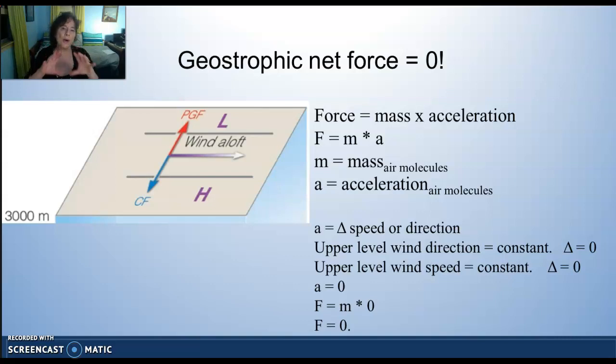So I want you to know that geostrophic net force of winds is 0 joules, right? Actually, I take that back. 0 newtons. Thank you. That's the unit we use for force.